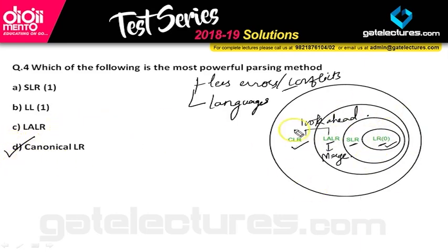You can make a note of this diagram, it will be very useful for further questions. There are questions regarding the power of these parsers, arranging them in order and lots of things, so make a note of this question.